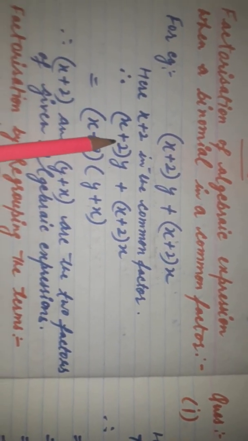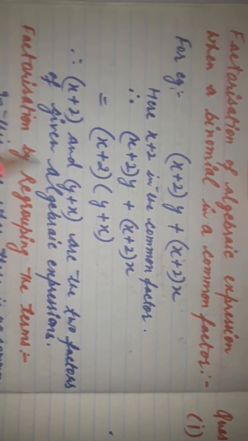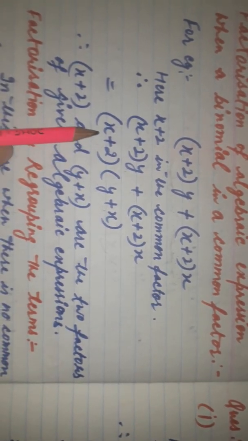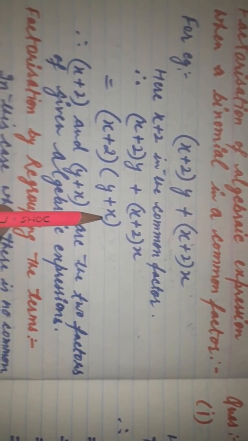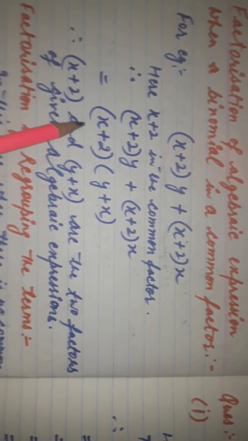When we take it out, we will get another factor, that is y plus x as it is. y plus x is the factor when we take x plus 2 outside. So x plus 2 into y plus x is the factorized form of the given algebraic expression. These are the two factors of the given algebraic expression.